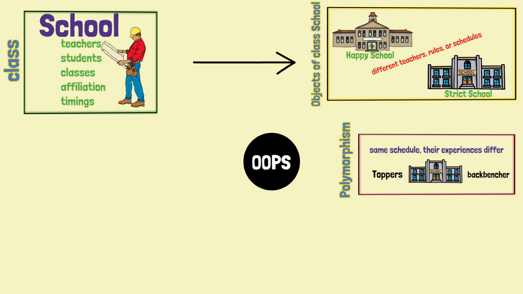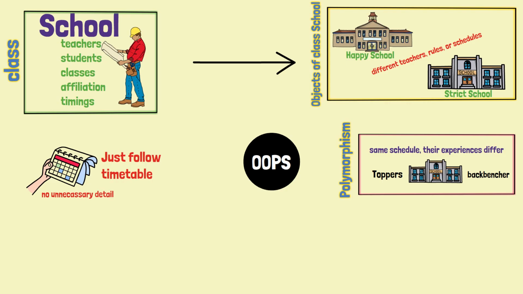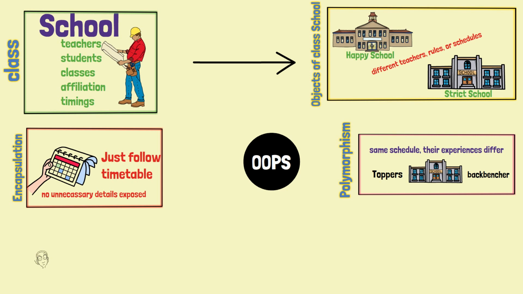In school, you don't need to know how the teacher plans lessons or arranges the timetable, you just focus on your class. This is encapsulation, hiding unnecessary details and showing only what's important. When you use an elevator, you don't care how it works, just press the button and go to your floor. Abstraction simplifies complex things, allowing you to interact only with what you need, without worrying about the details.